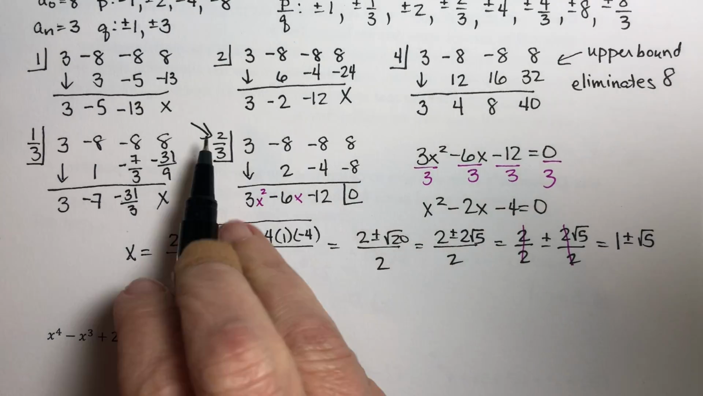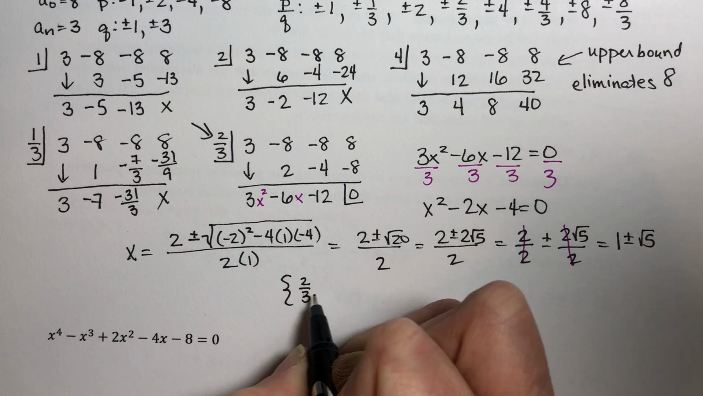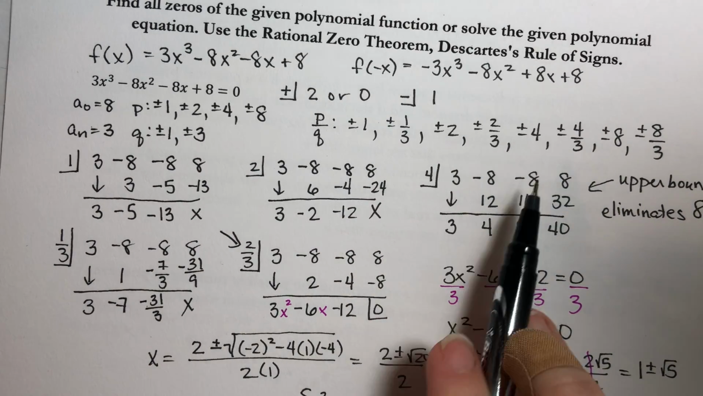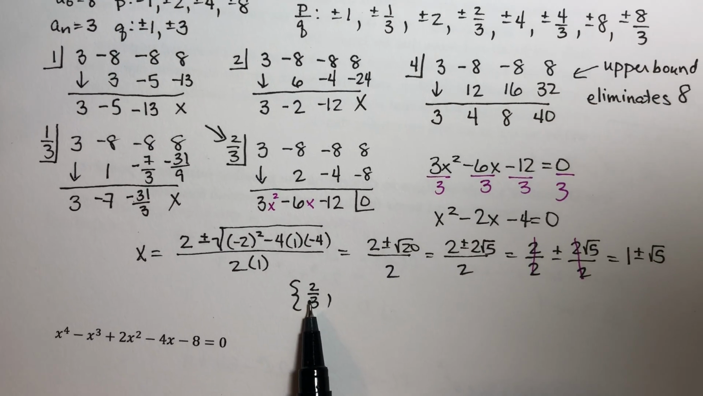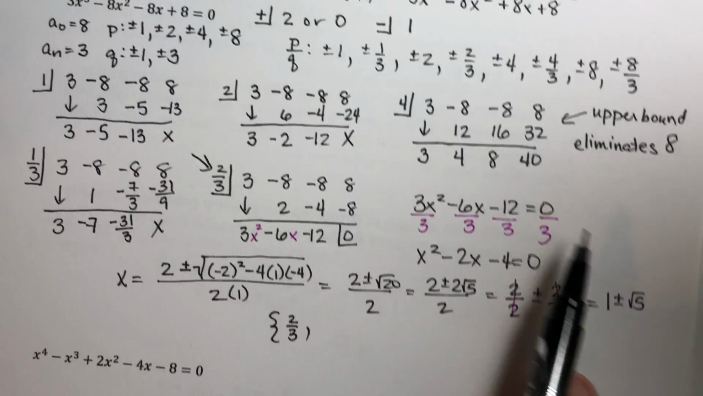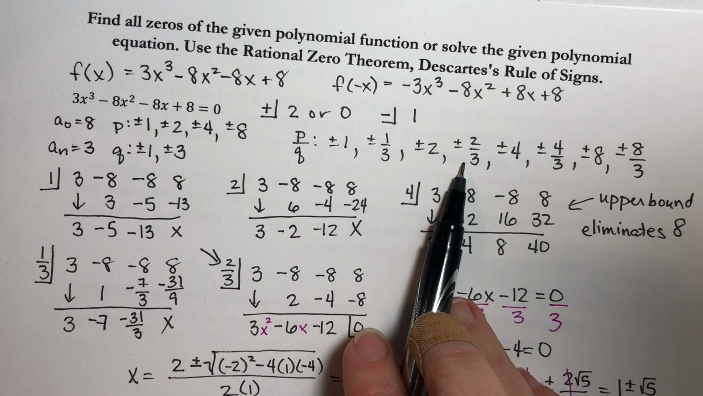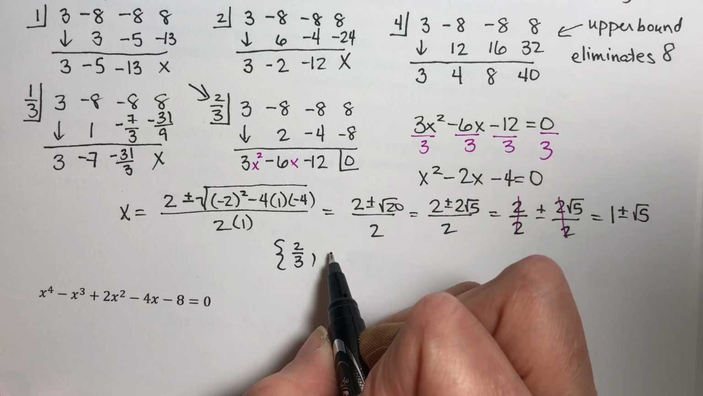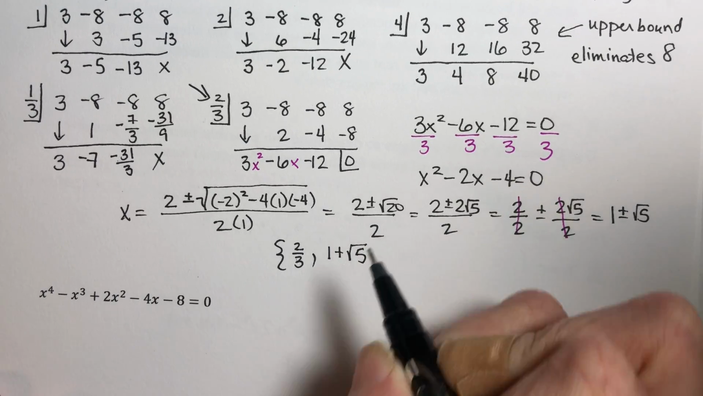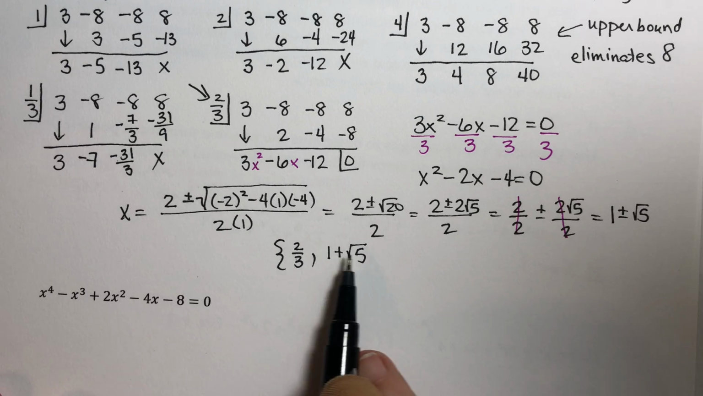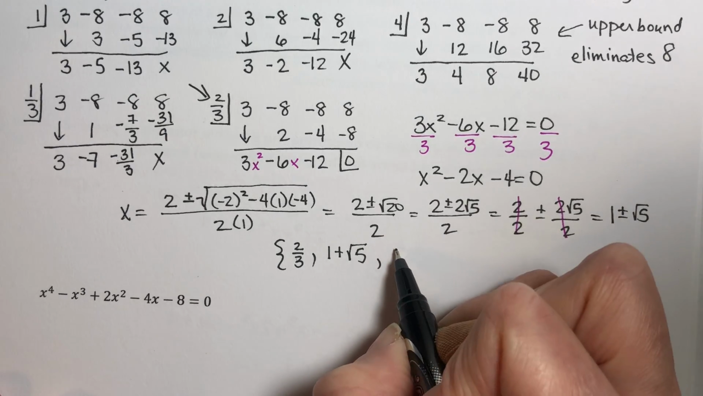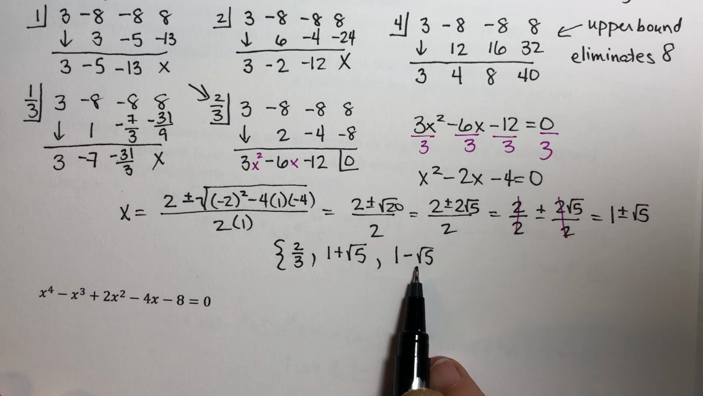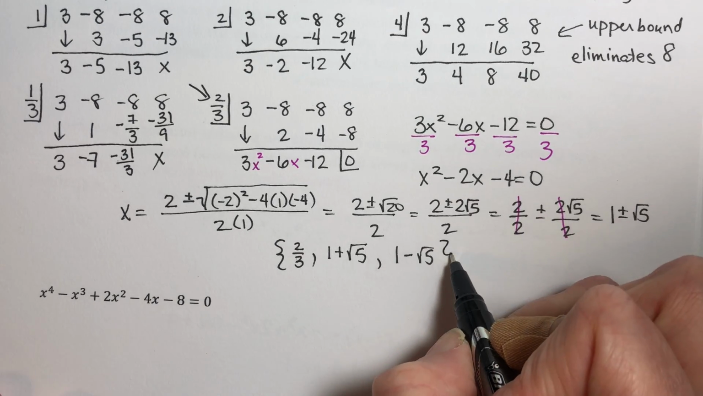My answers are 2/3. And remember, our P over Q's only promise to give us any rational solutions we have, and it is here. These are irrational solutions, so they were never covered by the P over Q business, but they were covered by the Descartes rule of signs. I have 1 plus the square root of 5, and if you get a decimal approximation of this, you'll get a positive solution. And I also have 1 minus the square root of 5. And if you plug this in and do the arithmetic, you'll also have a negative solution. So we have exactly what was predicted.